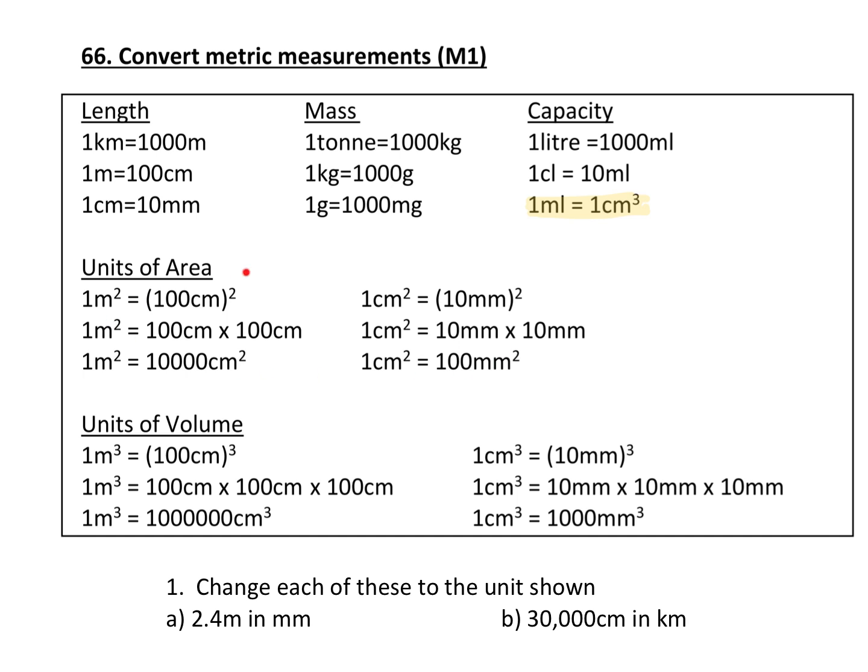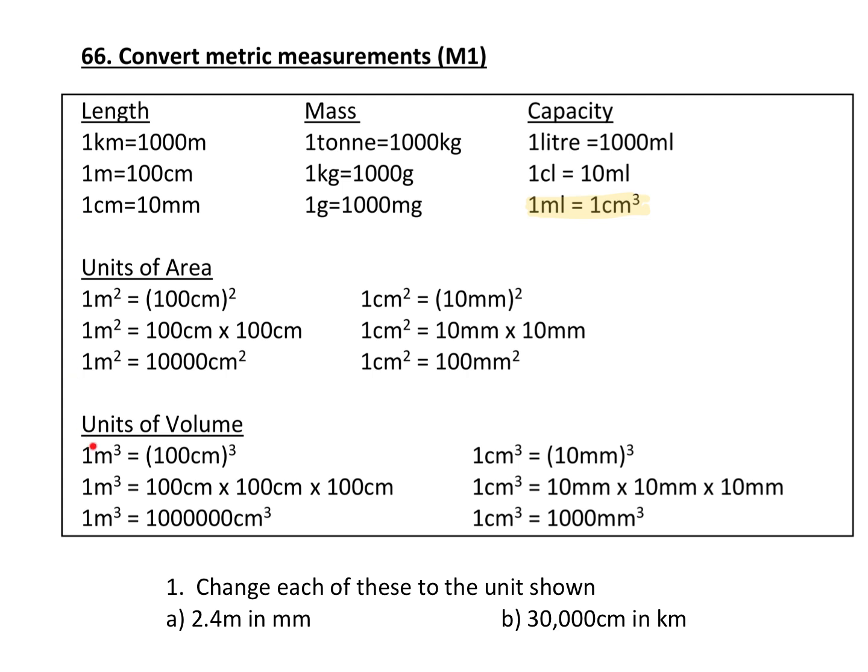I wouldn't memorize all of these and the ones we go on to later on. You just want to memorize how you go about finding the conversions. So if you want to get centimeters squared, you're going to have to square this conversion. If you want centimeters squared from meters squared, you're going to have to square that conversion.